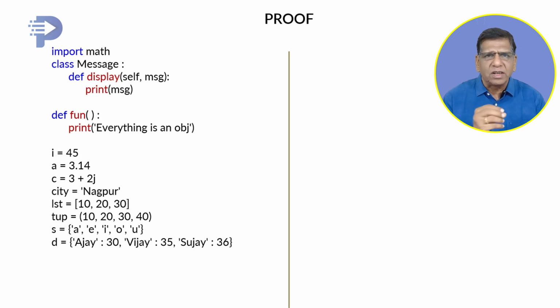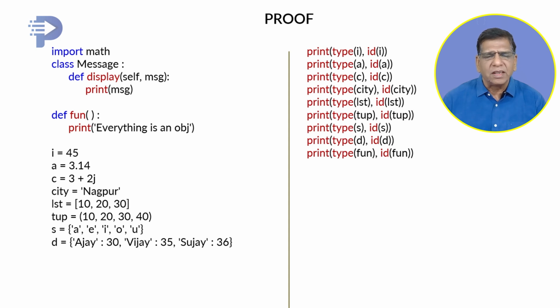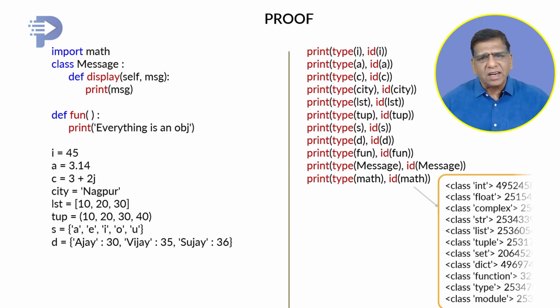Let's now try to print out the type of each and the address of each. We can do so by saying print type of i and id of i. Same thing I can do for a, c, city, list, tuple, set, dictionary. In addition, I may also say get me the type of fun, get me also id of fun, where fun is your global function. Same thing I can do for the class, so also the math module. When I execute, this is the output that I get.